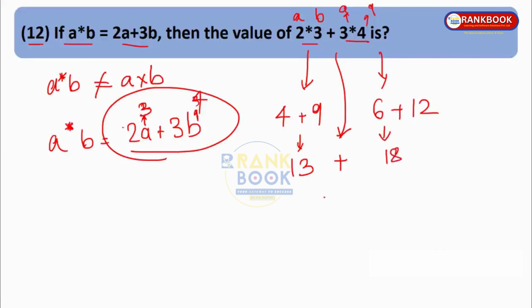18. 13 plus 18, that would be 31. 31 is the answer. Don't simply multiply 2 3s are 6 plus 3 4s are 12 and write 18. A star b means 2a plus 3b. So you solve using this equation.